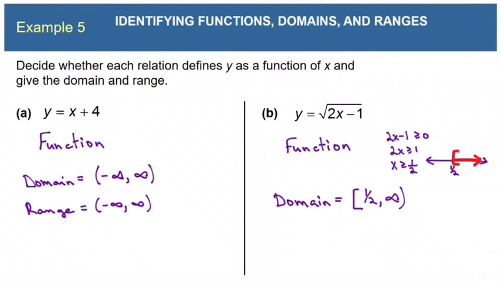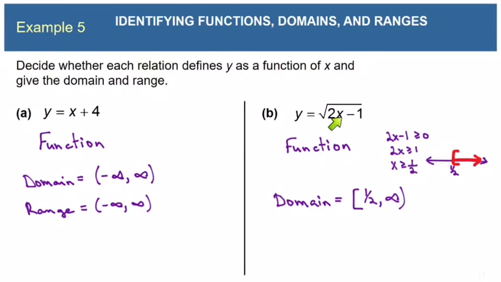Now let's think about range. Range is sometimes a little harder for people to get their mind around, but let's think about it this way. The range of a function is the smallest y value to the largest y value. Now this is the square root function, so as the numbers under the radical get bigger, the square root of those numbers gets bigger. So the smallest y value we can get is going to be produced by plugging in the smallest x we can. And the smallest x we can plug in is 1/2.